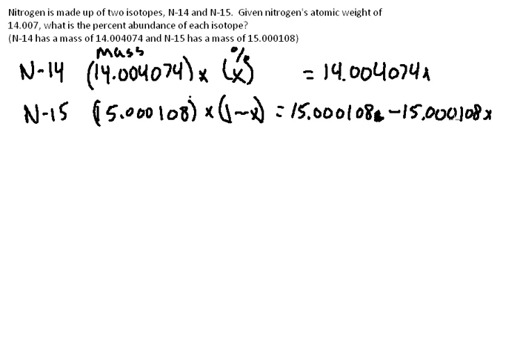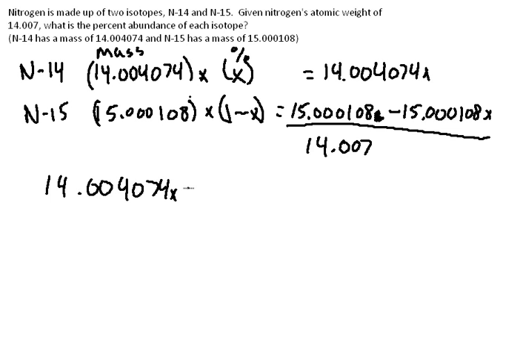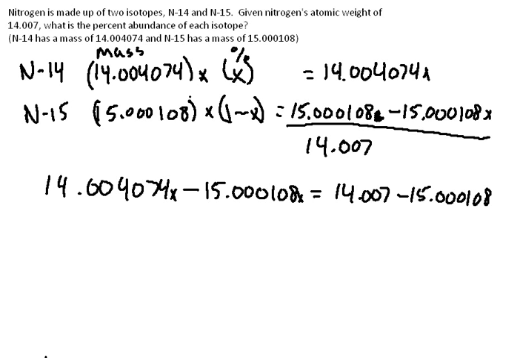And we know when we add these together, this whole thing should add up to 14.007. Well, whenever I did algebra, I never set it up like this. So what I'm going to do is write this out as a linear equation. I'm going to combine my like terms so that they're next to each other. So we've got 14.004074x minus 15.000108x. And then I'm going to subtract that out from each side, so this is going to be equal to 14.007 minus 15.000108.